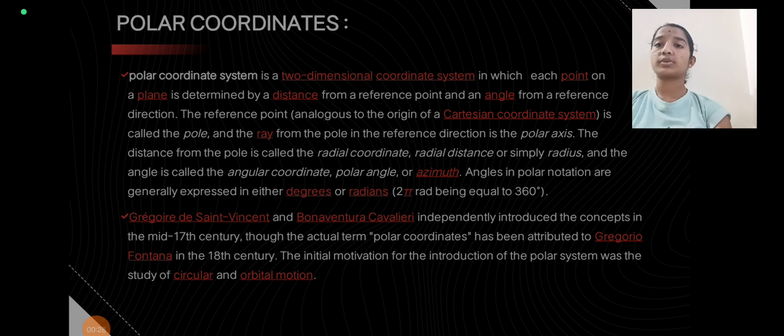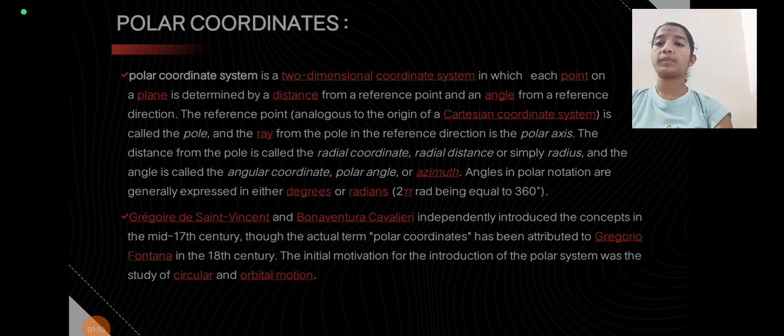Polar coordinate system is a two-dimensional coordinate system in which each point on a plane is determined by a distance from a reference point and an angle from a reference direction. The reference point, analogous to the origin of a Cartesian coordinate system, is called the pole, and the ray from the pole in the reference direction is the polar axis. The distance from the pole is called the radial coordinate, radial distance or simply radius, and the angle is called the angular coordinate.